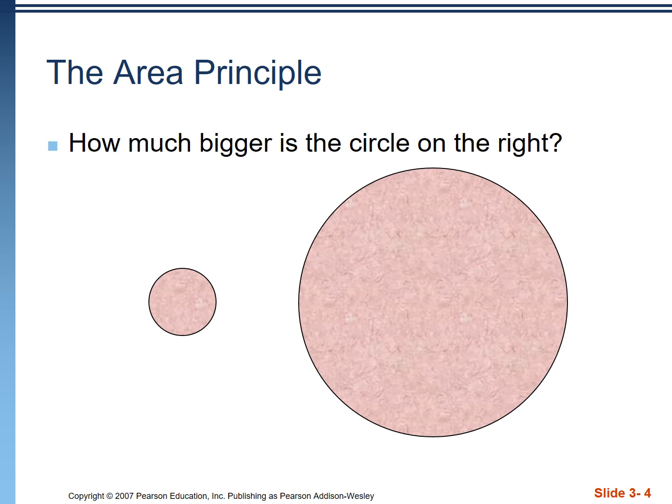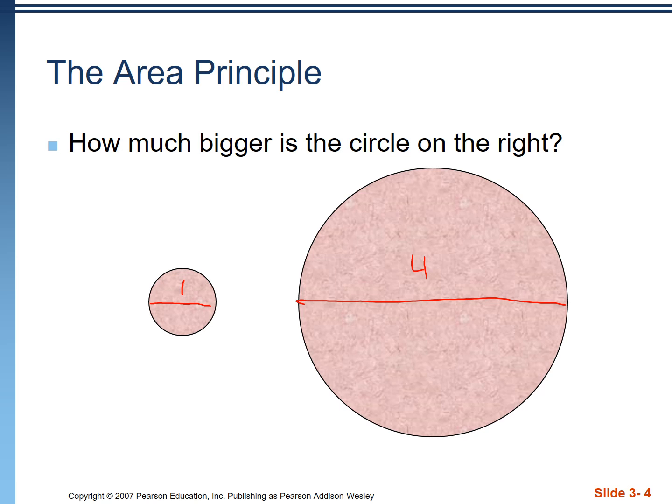So to explain the area principle, if we look at this slide here, the question is, how much bigger is the circle on the right compared to the circle on the left? Now, if you're going just by the diameter, the circle on the left is 1 unit, and the diameter of the circle on the right is 4 units. So based on that, the circle is 4 times as large.